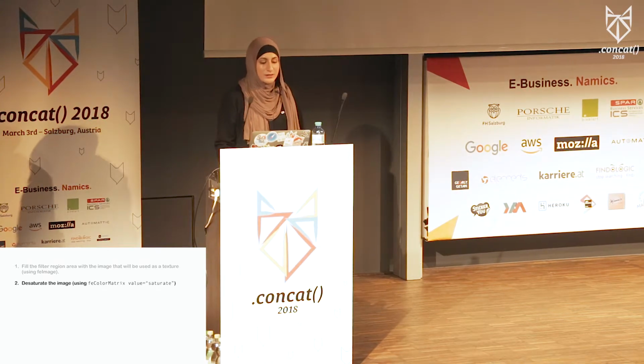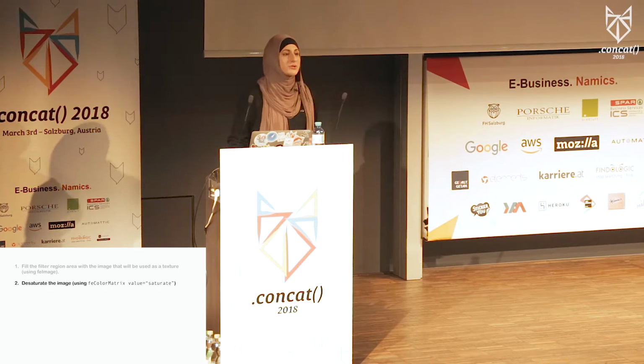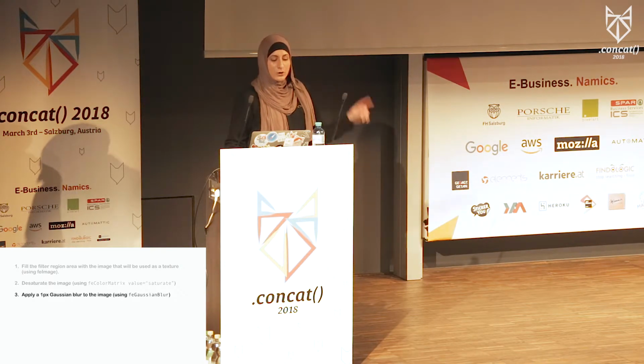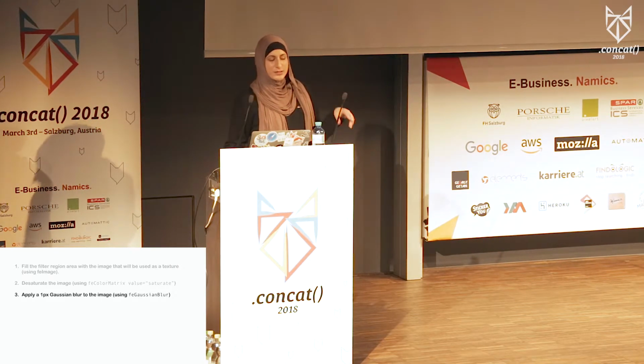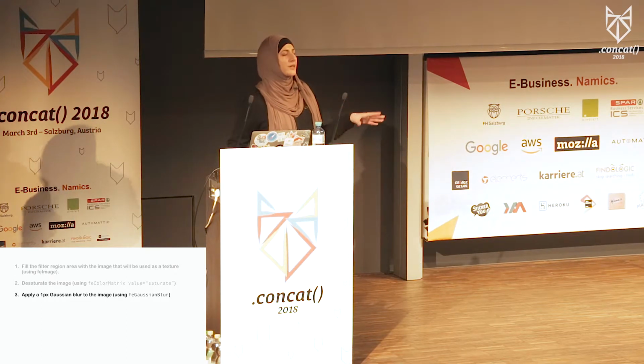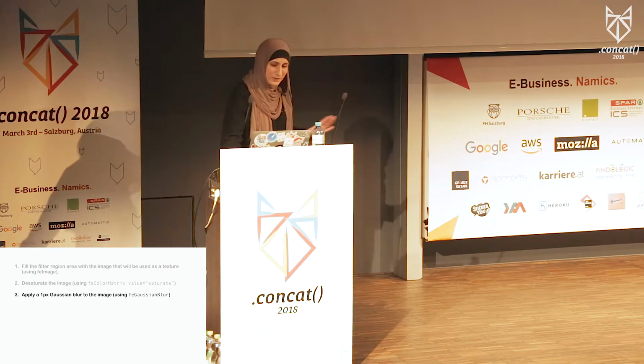Desaturate the image using the color matrix element with the type value saturate, which is a shortcut. You're going to see it in code shortly. Apply a 1 pixel Gaussian blur to the image using FE Gaussian blur. You have a filter primitive for almost everything, and we even have a filter primitive, convolve matrix, which is the most complex of all. I haven't understood it yet. It allows you to create your own custom primitives.